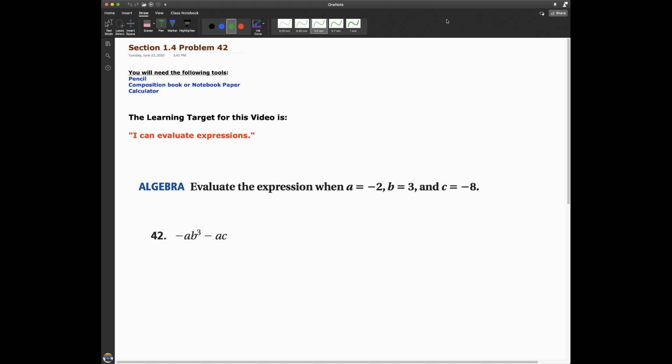This is a problem from section 1.4, multiplying integers. You need your pencil, composition book, paper, maybe a calculator, and the learning target for this video is I can evaluate expressions.